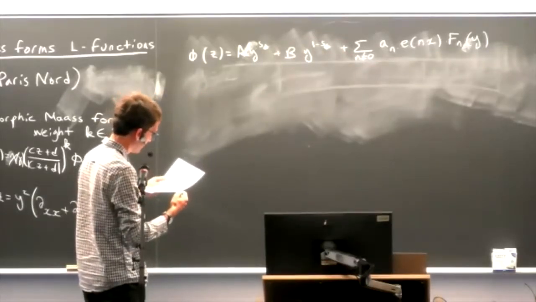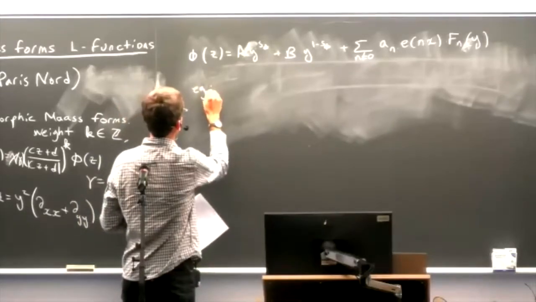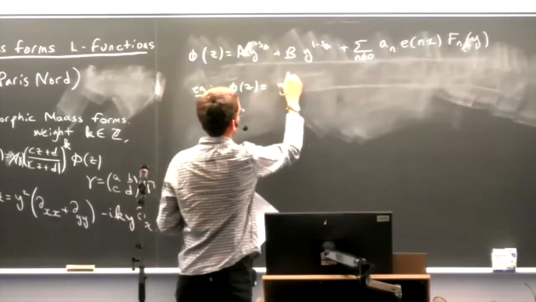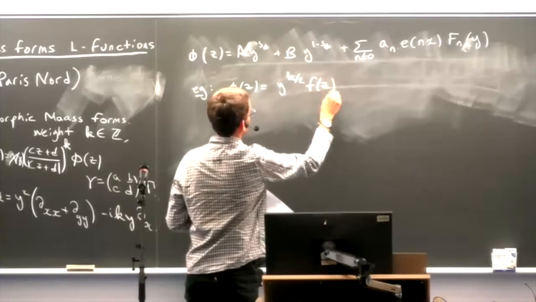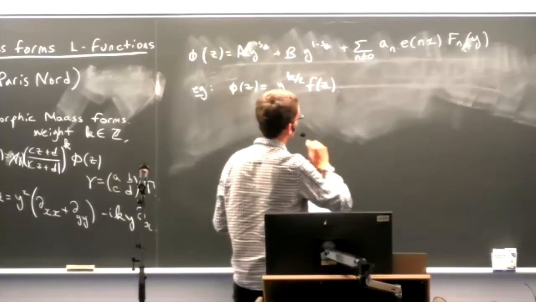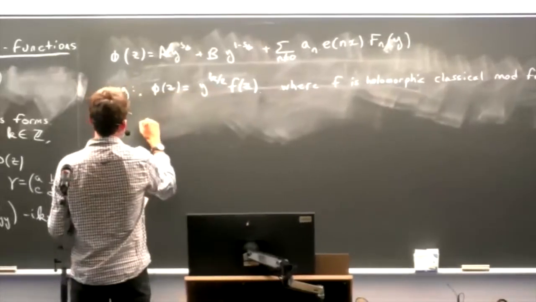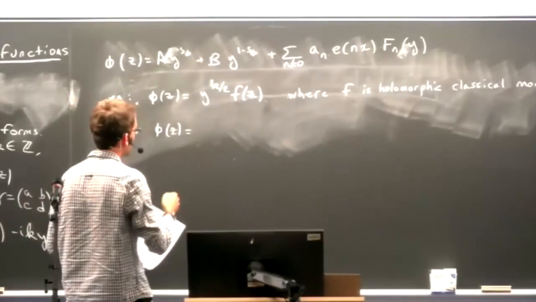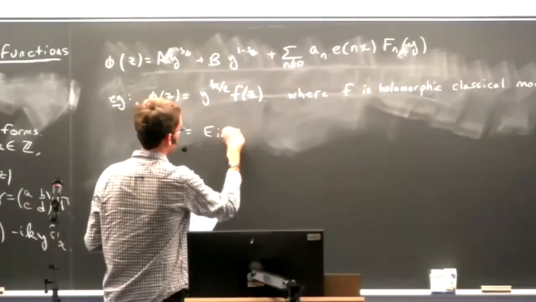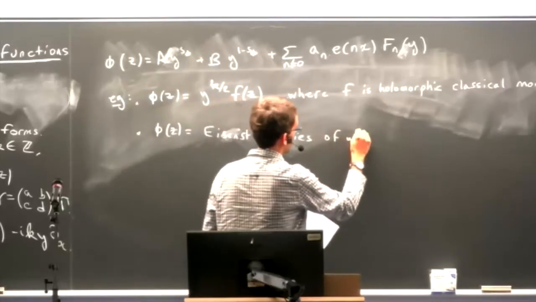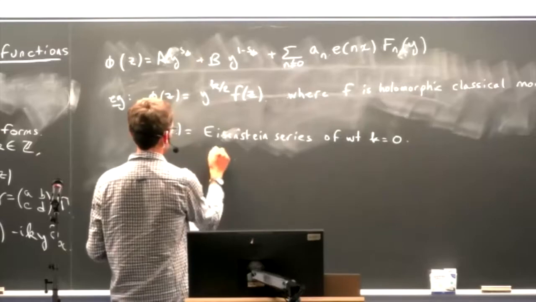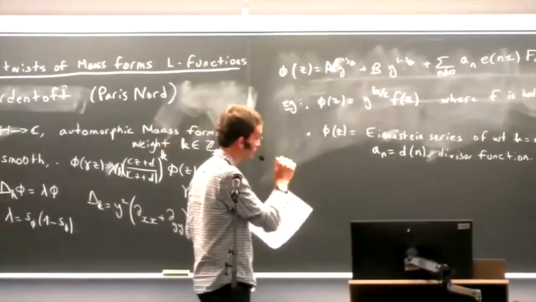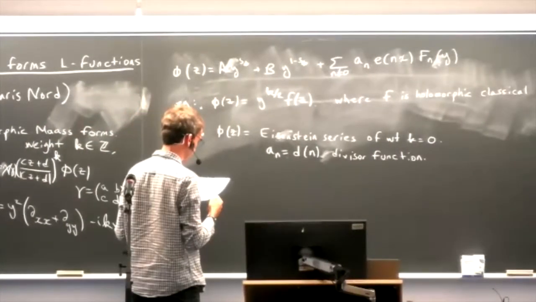So, two important examples. The first one is when phi of z is y to the k over 2 times another function f; then this being a Maass form exactly means that f is a holomorphic classical form. The second case, which I find even more interesting in terms of multiplicative number theory, is the case of a certain specific Eisenstein series, of weight 0. The important fact with this series is that the Fourier coefficients are the divisor function. So these are the two main examples that we like to look at.